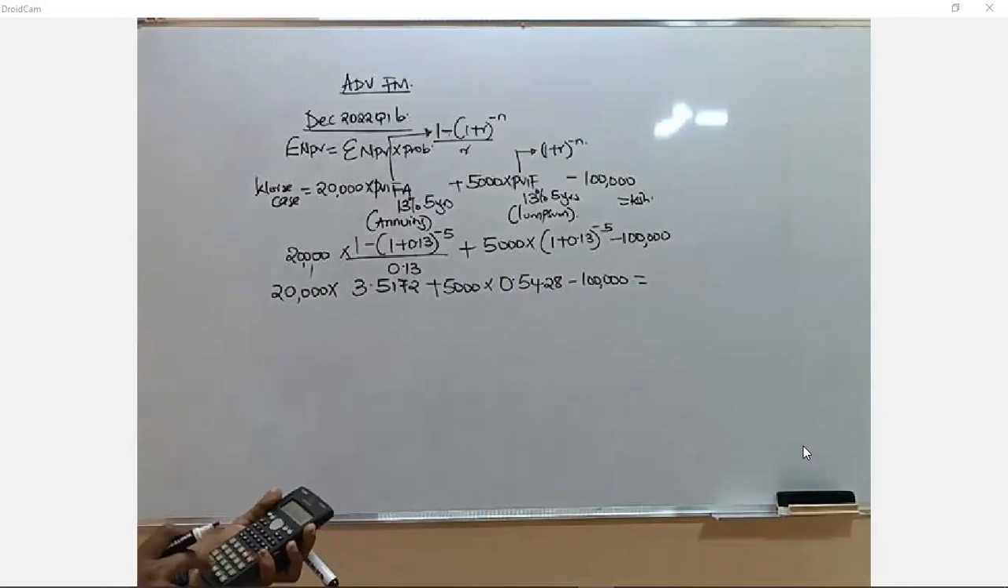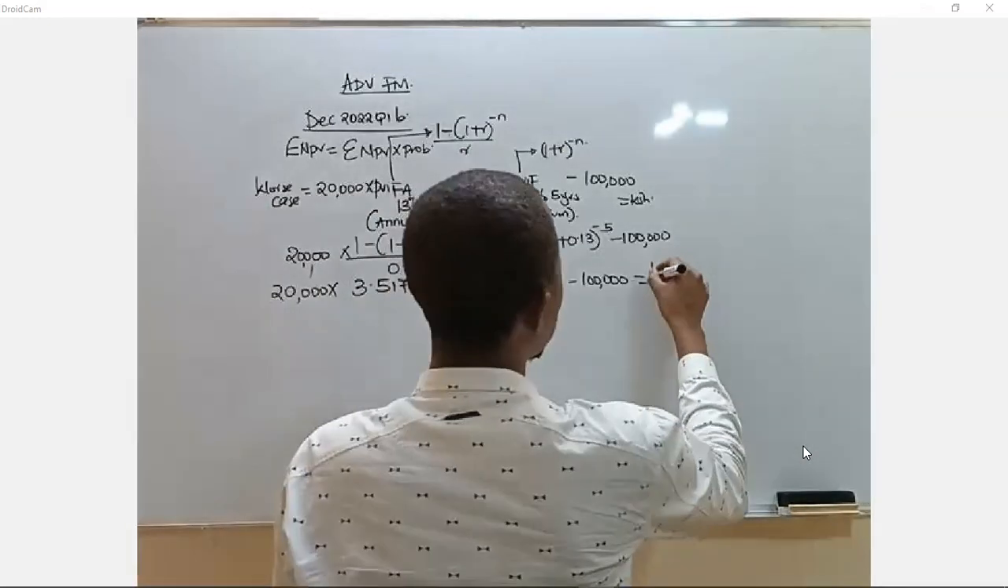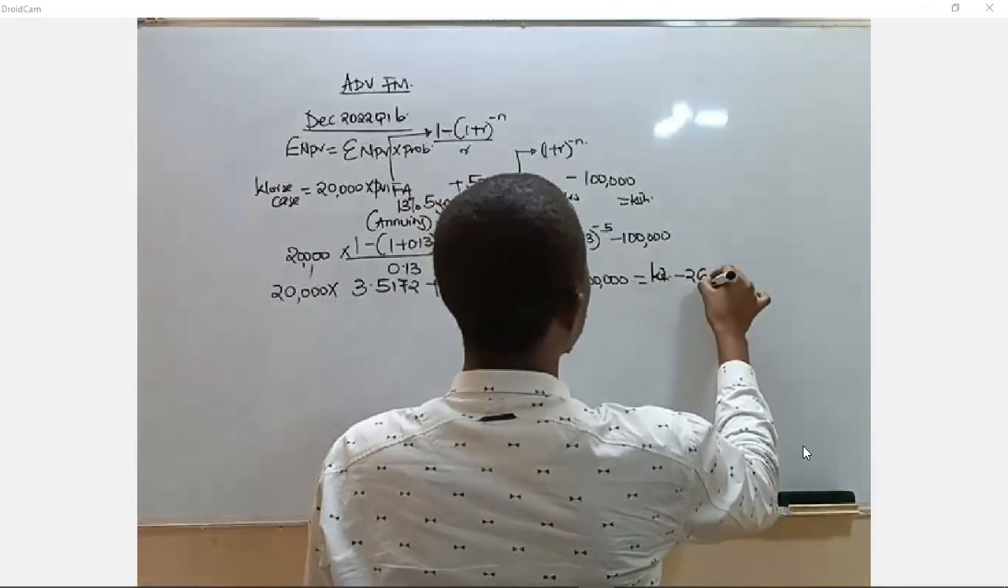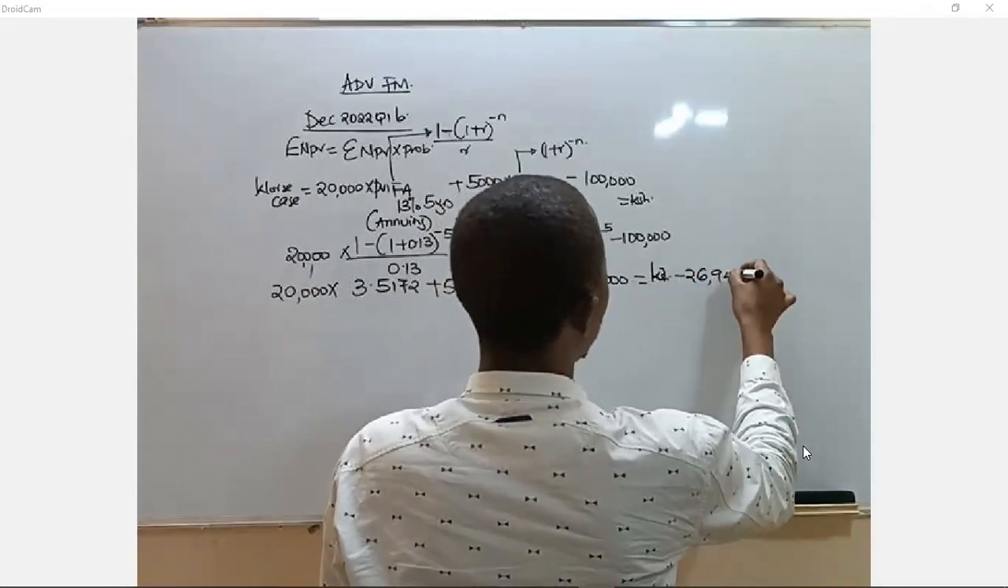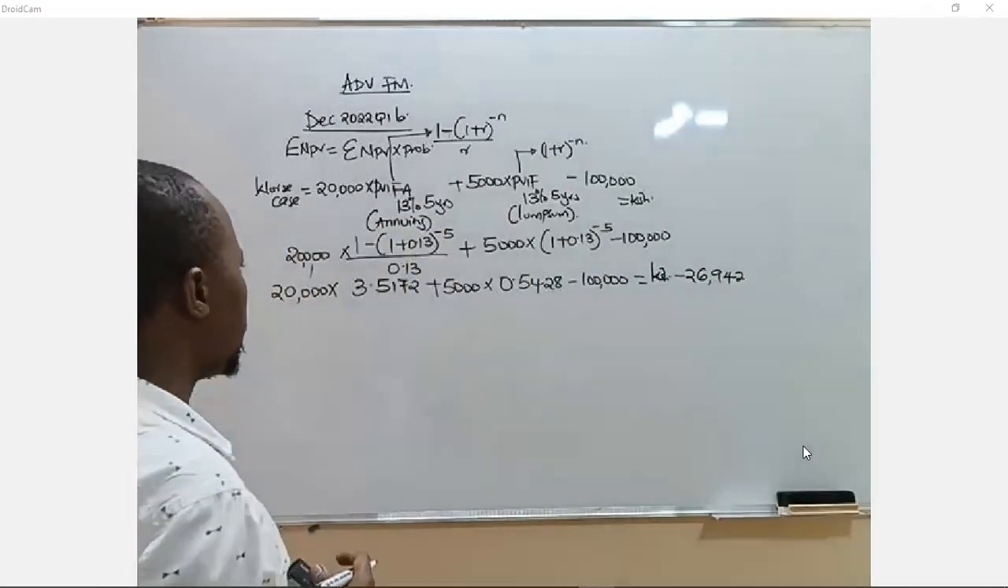I just say 20,000 times 3.5172, right? Plus 5,000, times 0.5428, right? Minus 100,000. I get negative 26,942 Kenya shillings. Immaculate, unapaswa kuniambia wakati NPV ni negative.